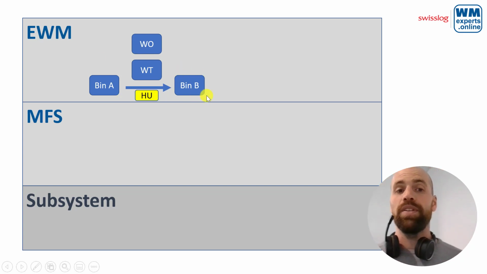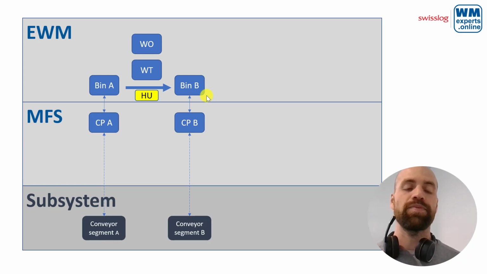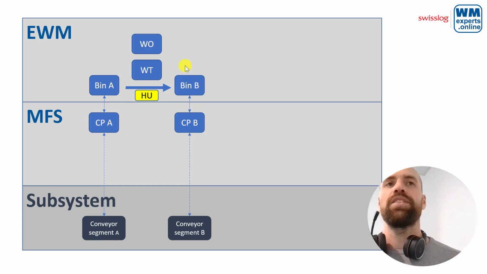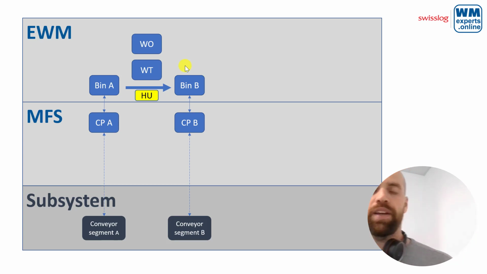So in EWM, it's nothing other than a normal movement from bin A to bin B, with the difference now that we have so-called communication points assigned to those two storage bins. A storage bin, which is reflecting a physical conveyor segment in EWM, gets additional characteristics and attributes via an object called communication point. So you can keep it like this.